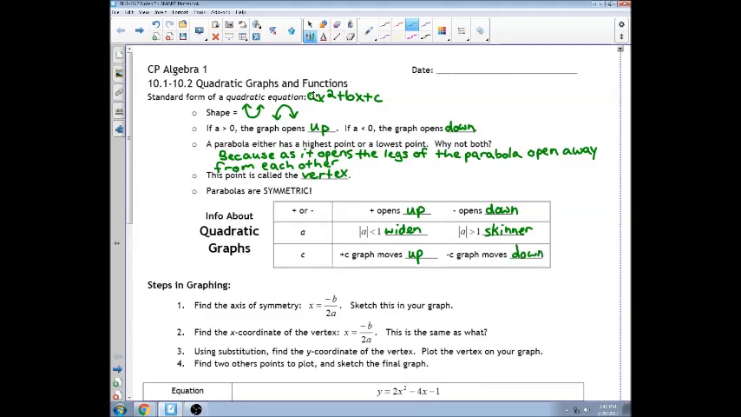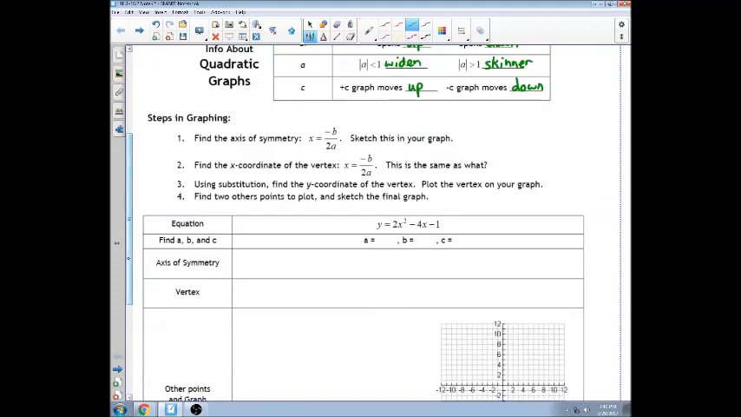Okay? Steps in graphing. We need to find the axis of symmetry. If you remember what I said a little bit ago, the axis of symmetry is an imaginary line that runs vertically straight through your vertex. That is the point where I said everything to the right and everything to the left will be identical, like it's looking at itself in the mirror. Okay? To find the axis of symmetry, we're going to use the opposite of b over 2a. Find the x-coordinate of the vertex.